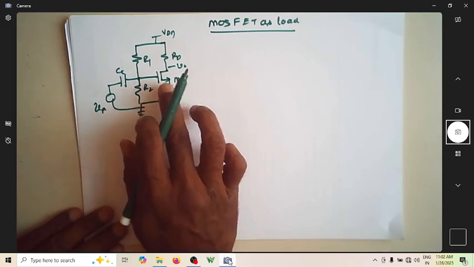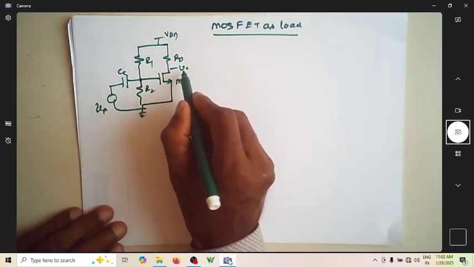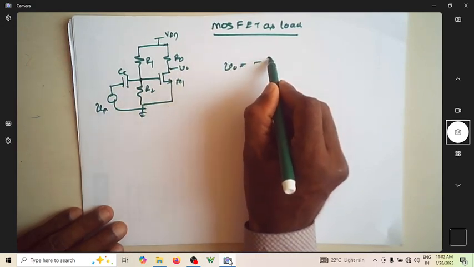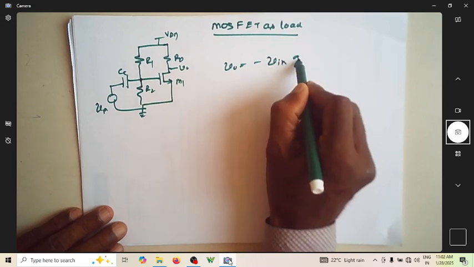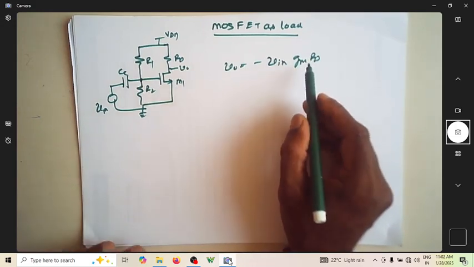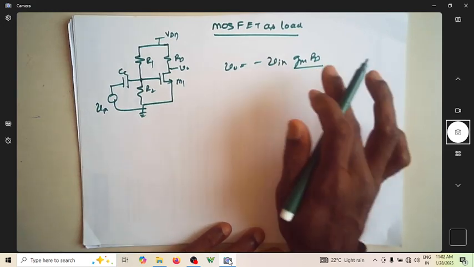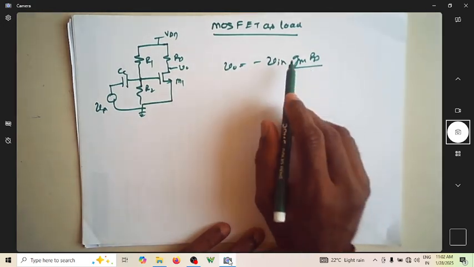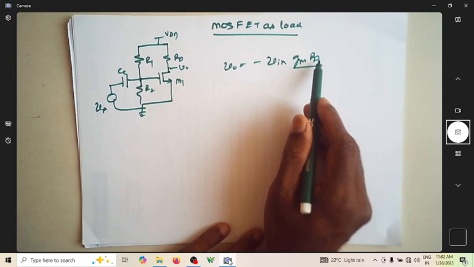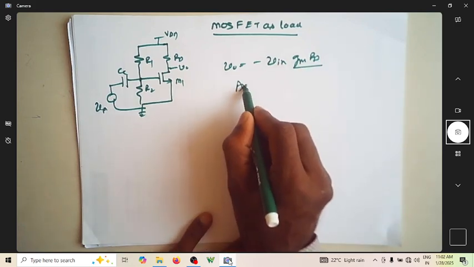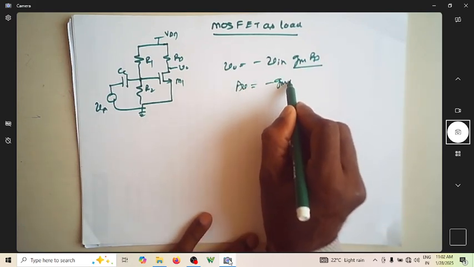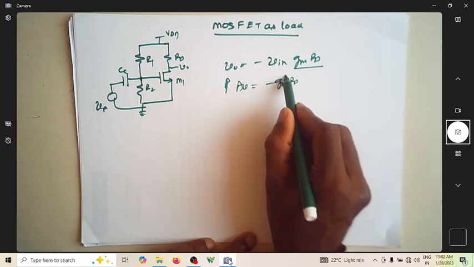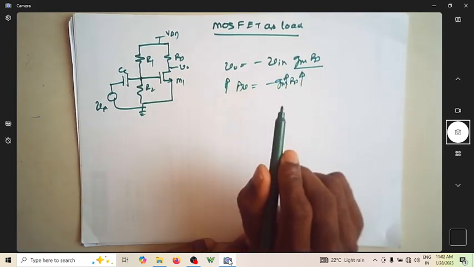Now whenever we want to get the output, we know that output is given by minus Vin into gm into RD. So this gm into RD is the one which decides the output amplitude for a given input. Suppose you want to increase the gain of the amplifier, we know that AV is given by minus gm into RD. Either you have to increase the value of gm or you have to increase the value of RD.